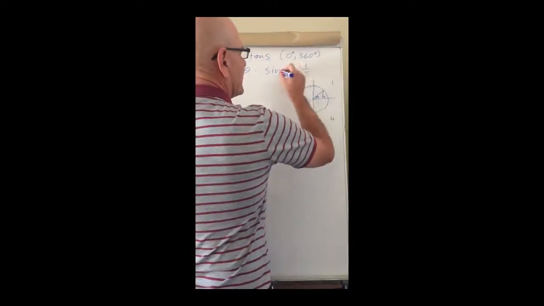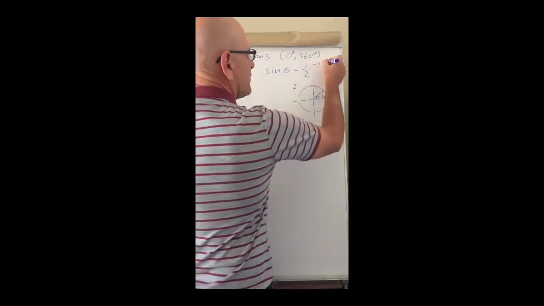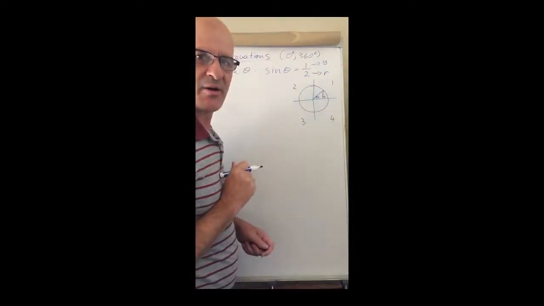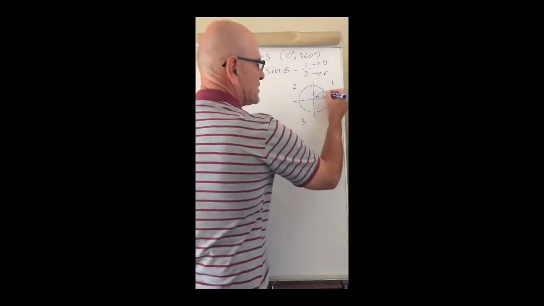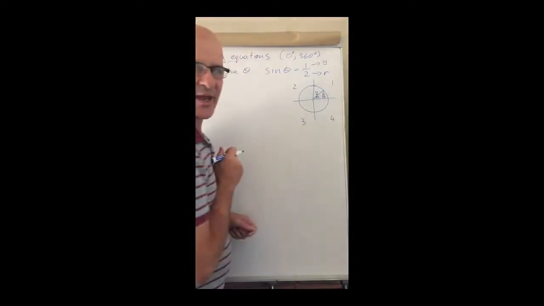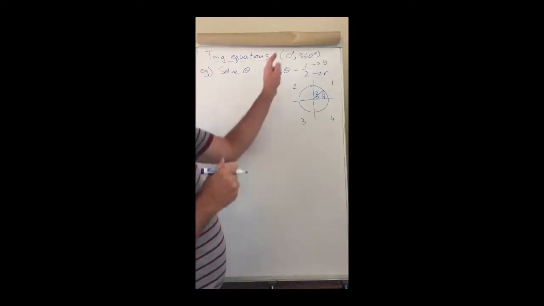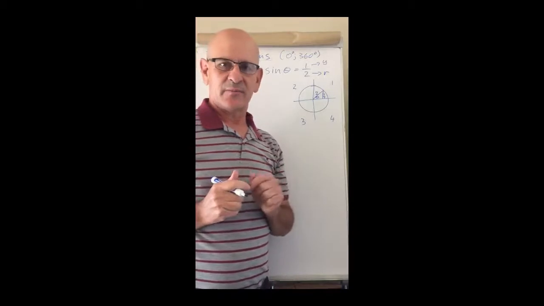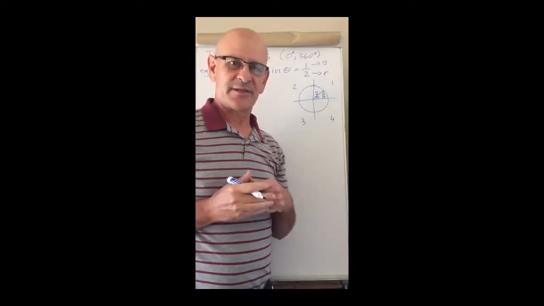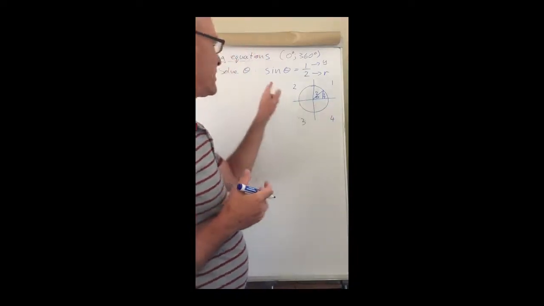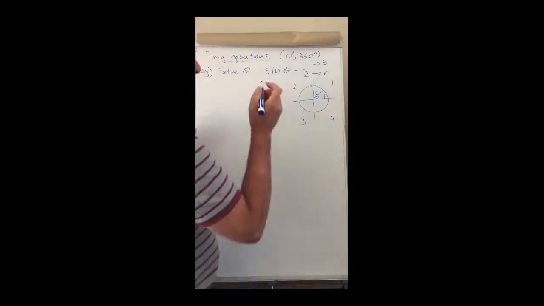And we know that sine theta is the y value over my hypotenuse. I'm calling it r over here. So that means I have 1 over there and I have 2 over there. Why are we looking for another angle between 0 and 360? Because there will be another angle that will satisfy this equation of ours.